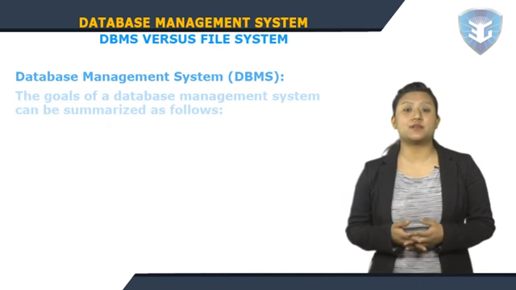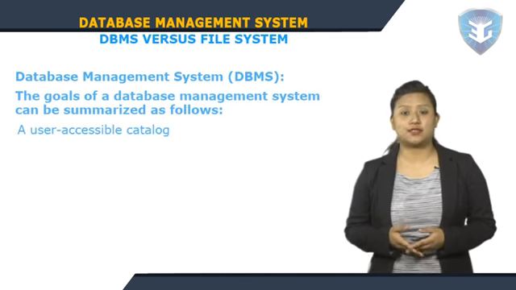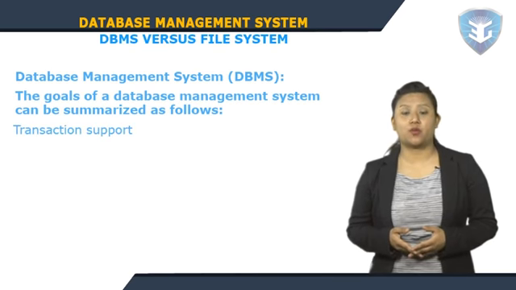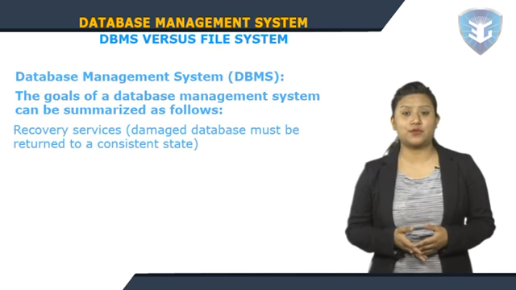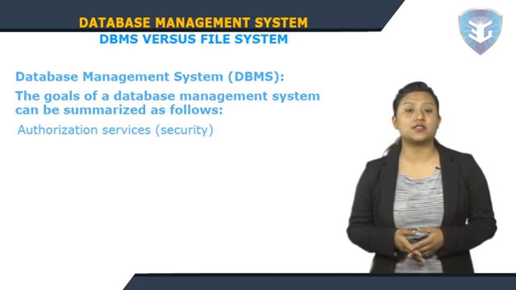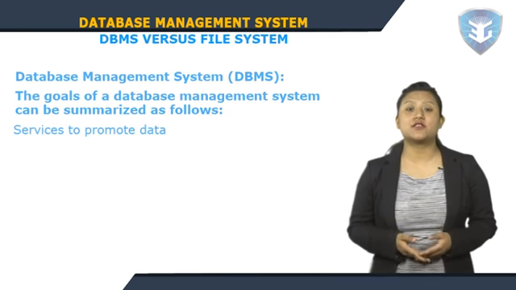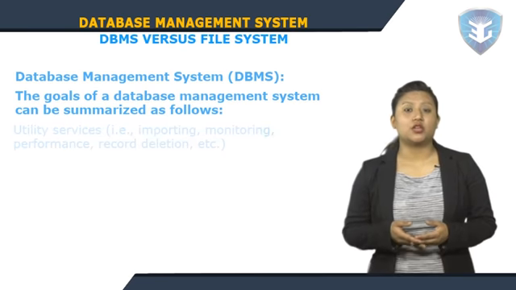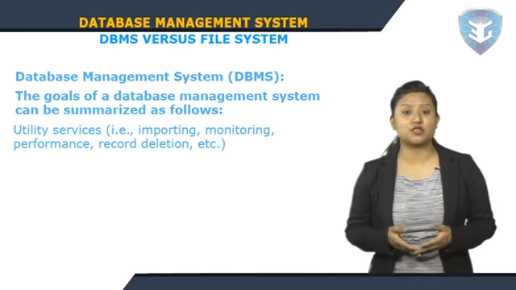The goals of the database management system can be summarized as follows: a user-accessible catalog, transaction support, concurrency control services or multi-user update functionality, recovery services or damaged database must be returned to a consistent state, authorization services or security, support for data communication, integrity services, that is constraints, services to promote data independence, utility services, that is importing, monitoring, performance, record deletion, etc.